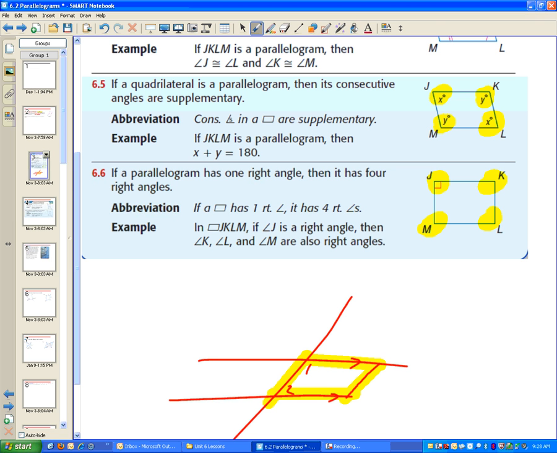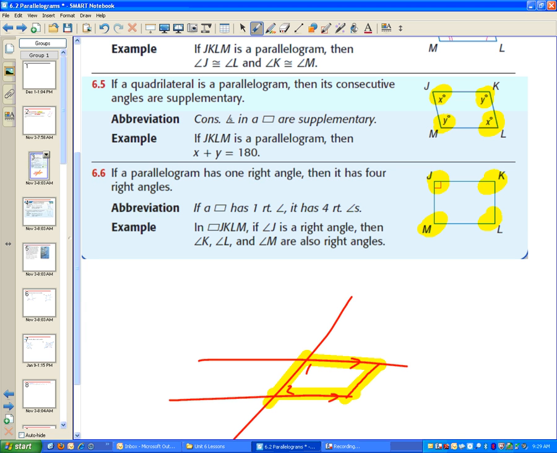No, it's a rectangle, though. Doesn't have to be a square, but it is a rectangle. So in other words, and I'm glad you said that. In other words, they could have worded this differently, and some books do. If a parallelogram has one right angle, then it's a rectangle.